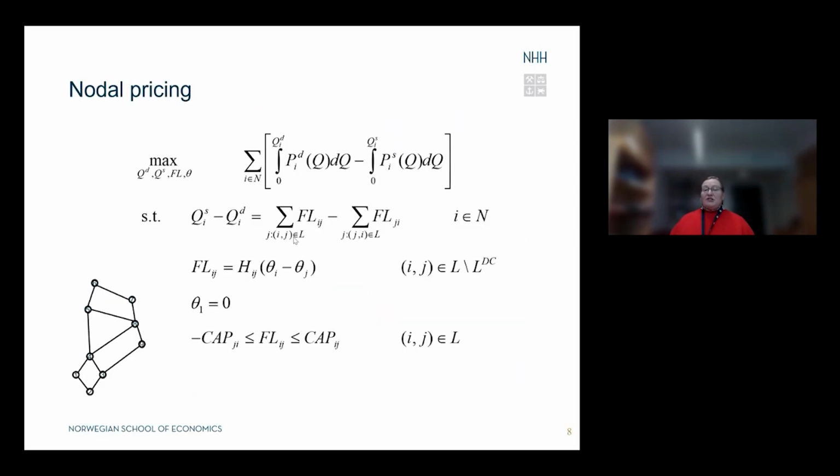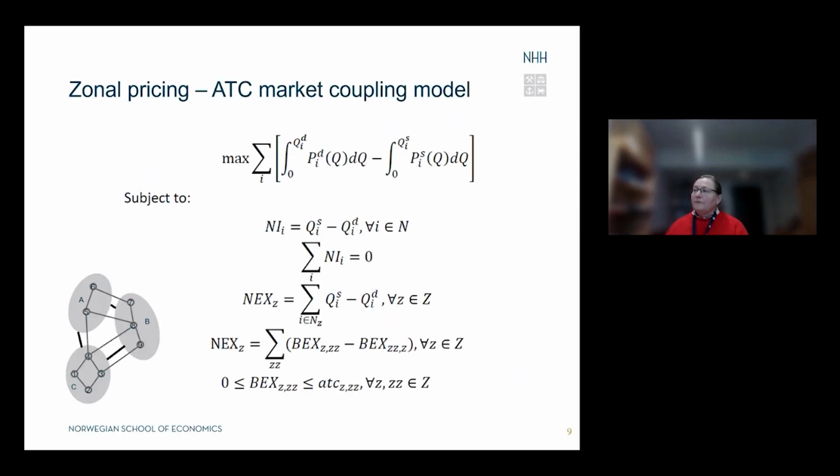So this is just a formulation of how we usually represent nodal pricing. The most important thing is the first constraint, showing that we do have an energy balance for all the individual nodes. The second equation shows us that we are modeling the flows on the individual links. And the last inequalities show that we are restricting flows on individual lines.